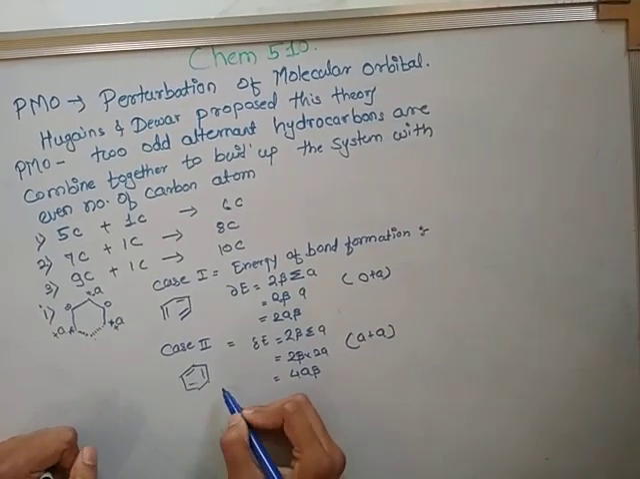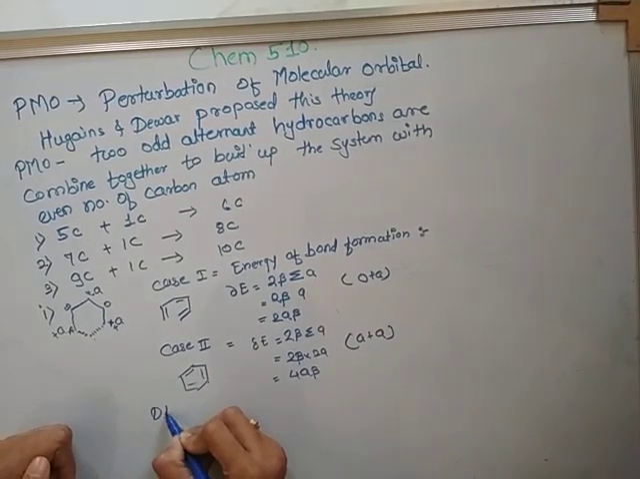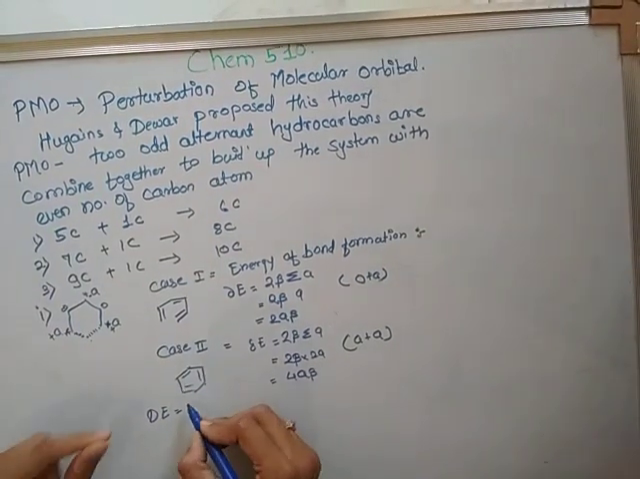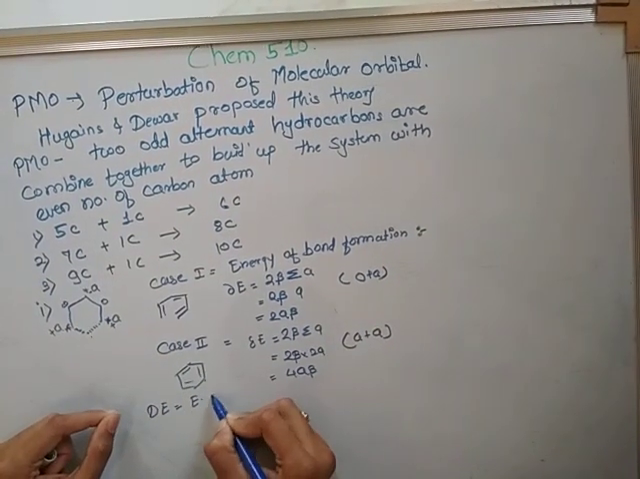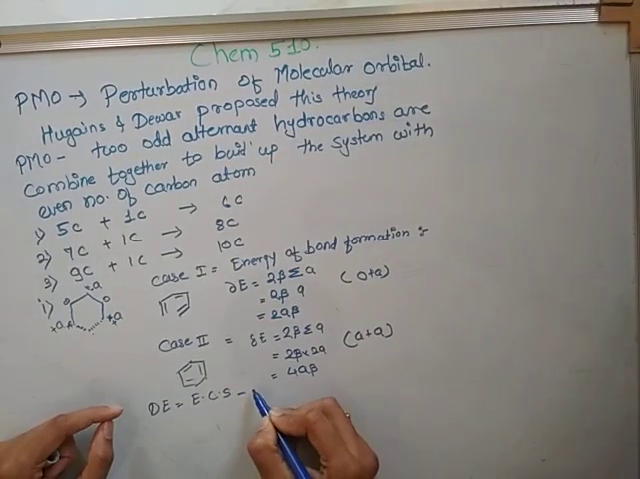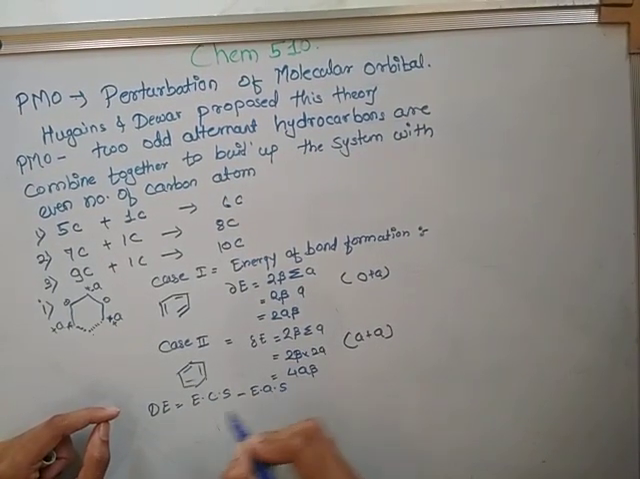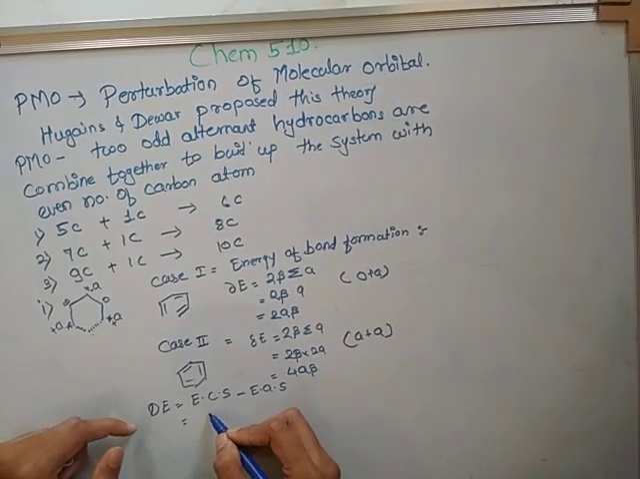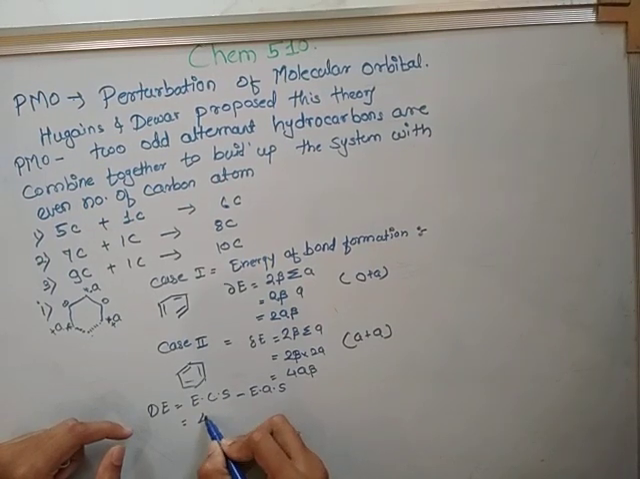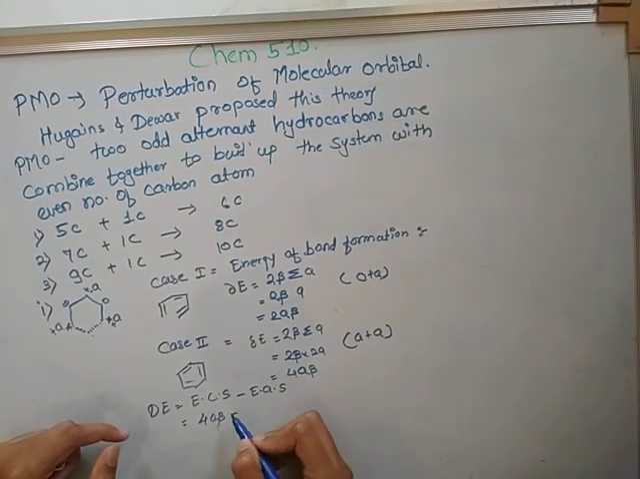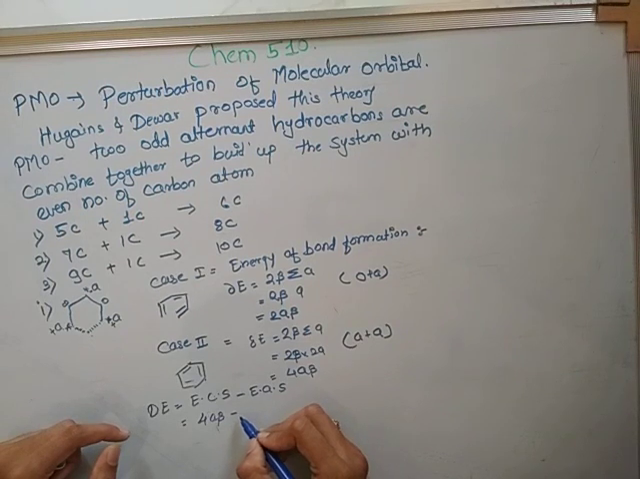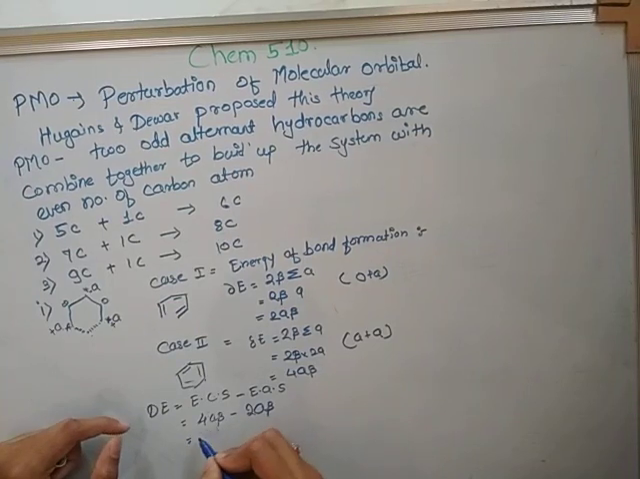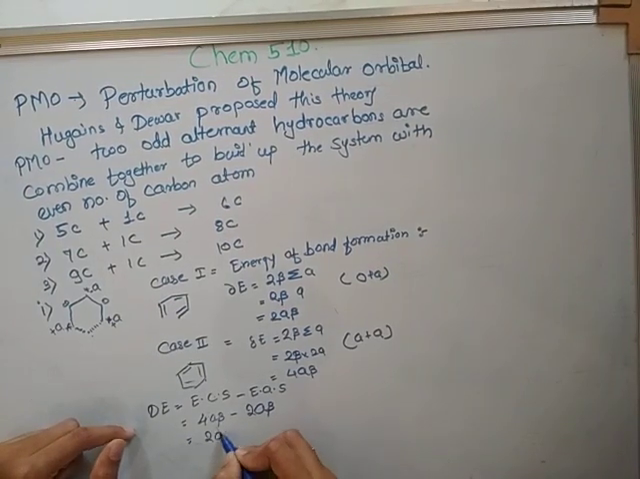Now delocalization energy, dE, is equal to the energy of the cyclic system minus the energy of the acyclic system. Now the energy of the cyclic system is 4A beta, minus the energy of the acyclic system, which has the formula 2A beta. So the subtraction is equal to 2A beta.